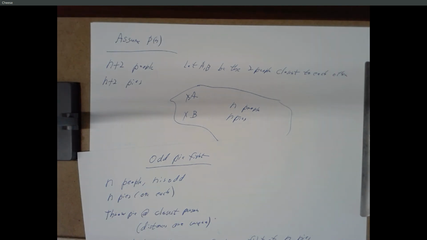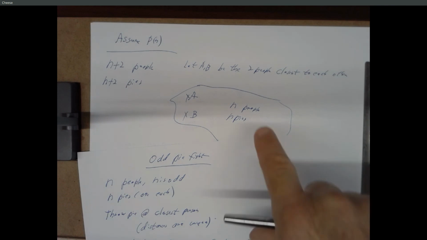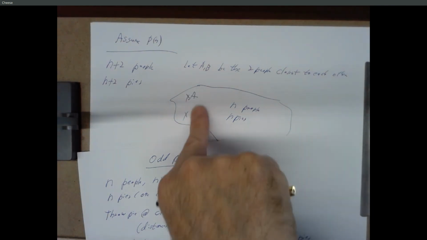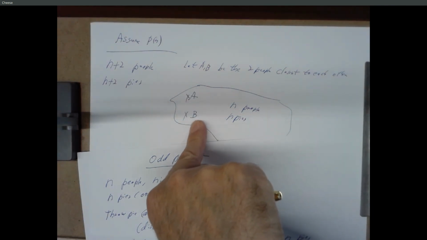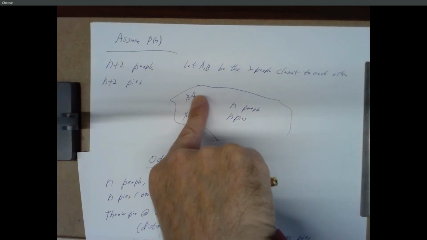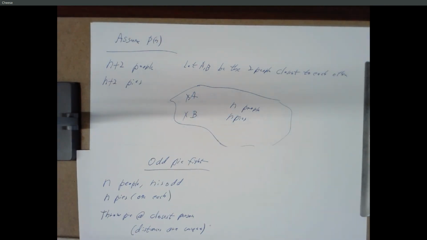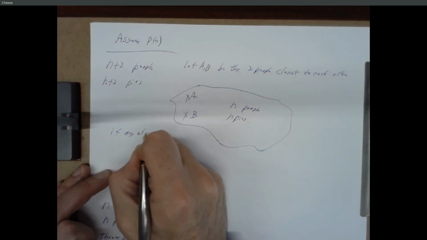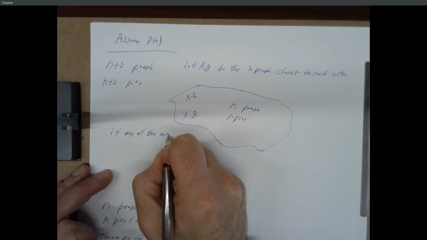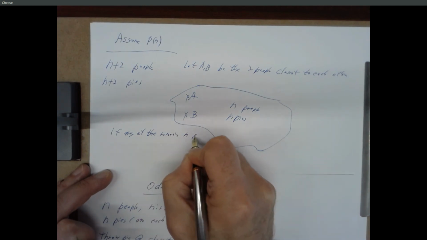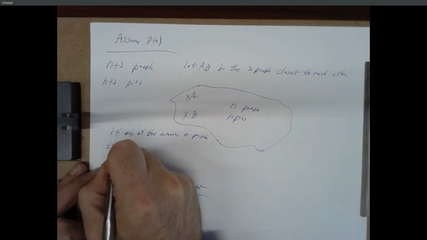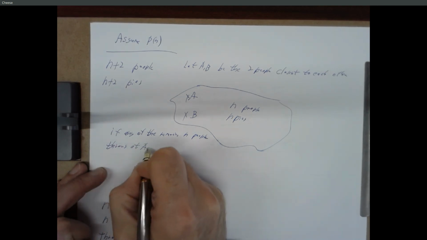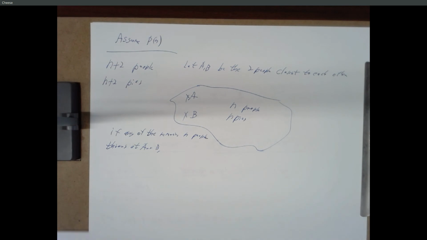There's two possibilities. The first possibility is that one of these people at least throws their pie at either A or B. Right? One of these people might be really close to this person A. They might throw their pie at them. Okay, so if any of the remaining n people throws at A or B, let them do that, and then we have the following situation.